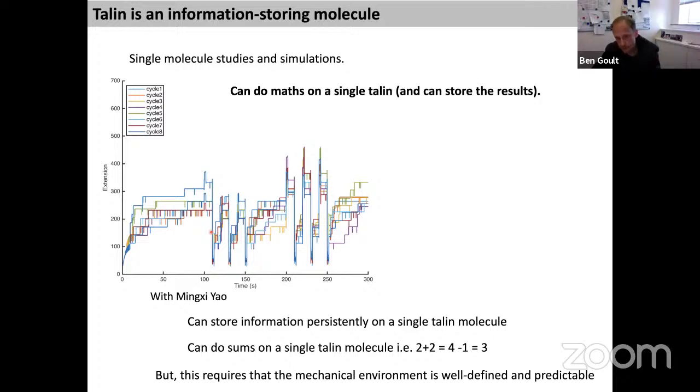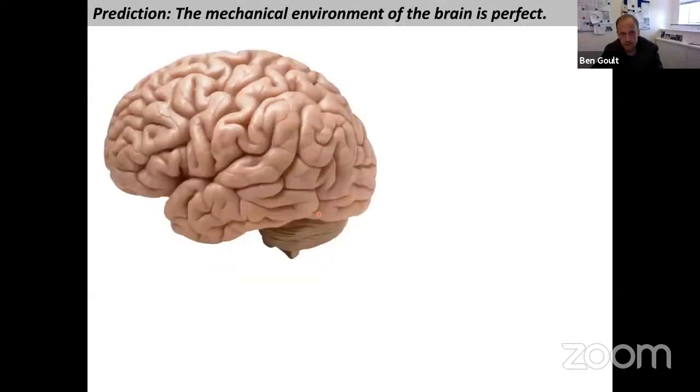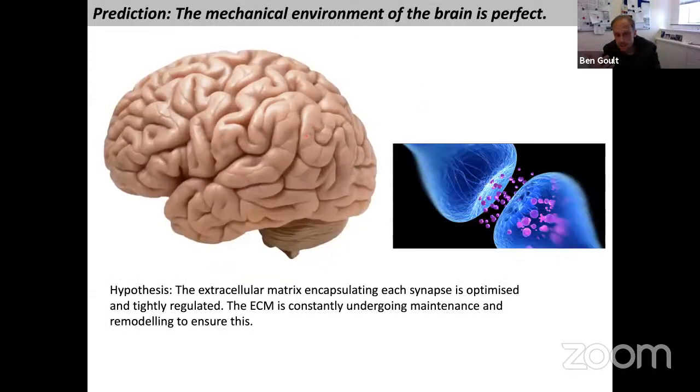But a big part of it is that it requires that the mechanical environment is defined and predictable, as I've already mentioned. And that leads to a notion that I think, for a long time, mechanobiology or mechanotransduction in the brain has been sort of sidelined, because the brain's so soft and squidgy, it's not necessarily been considered to be a highly mechanotransductive environment.